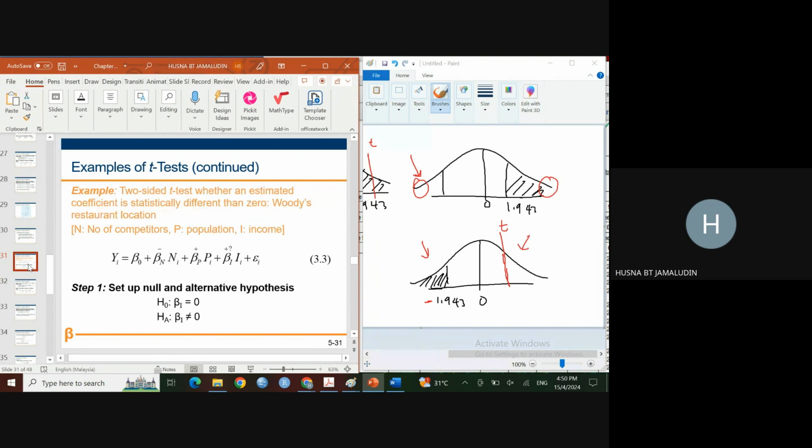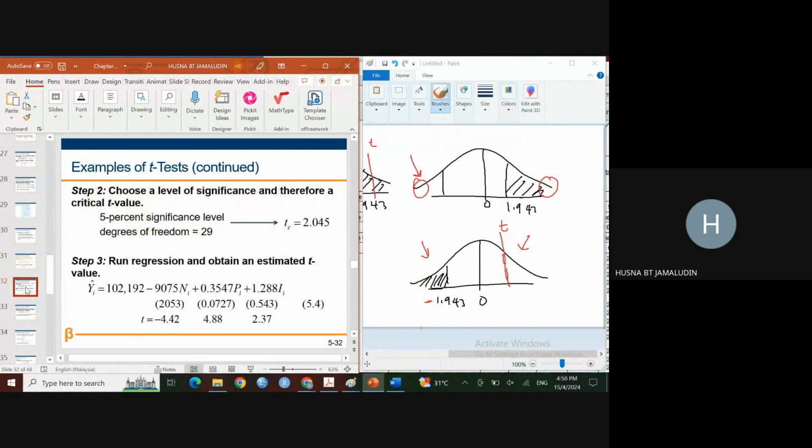Another case: sometimes when you do the literature review, some studies found that the impact is positive, but a different study found it negative. So now you get confused. Should I follow the positive or the negative? In that case, because you are not sure, you have to use a two-tail test, or two-sided test.